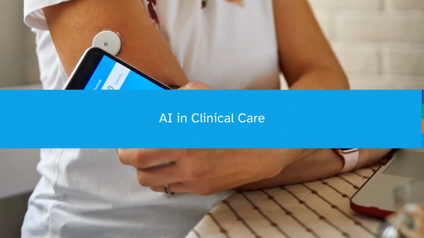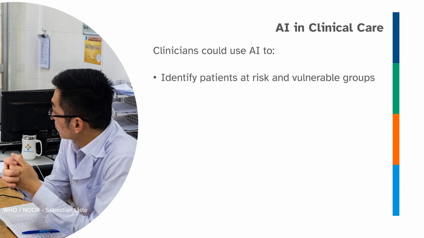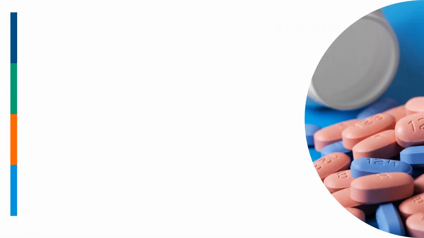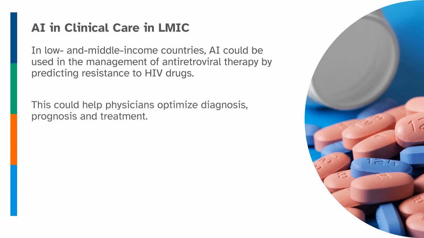AI in clinical care. Let's now look at applications of AI in clinical care. Clinicians could use AI to identify patients at risk and vulnerable groups, aid difficult treatment decisions, and catch clinical errors. In low and middle-income countries, for example, AI could be used in the management of antiretroviral therapy by predicting resistance to HIV drugs. This could help physicians optimize diagnosis, prognosis, and treatment.